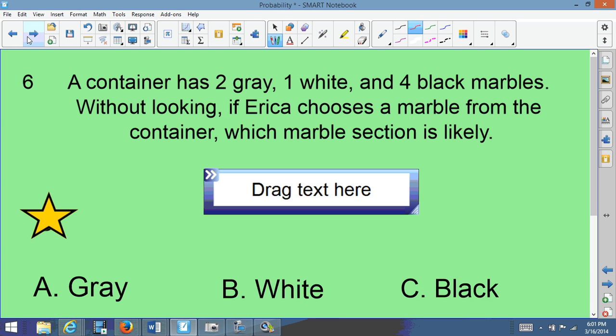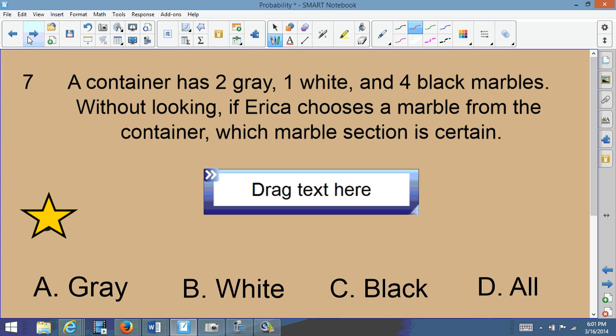Here's a question for you. Again, the container has 2 gray marbles, 1 white, 4 black. Without looking, this time Erica is going to choose a marble from the container. Which marble selection is likely? So this time, likely. So take a look at your chart, see which one is most likely.